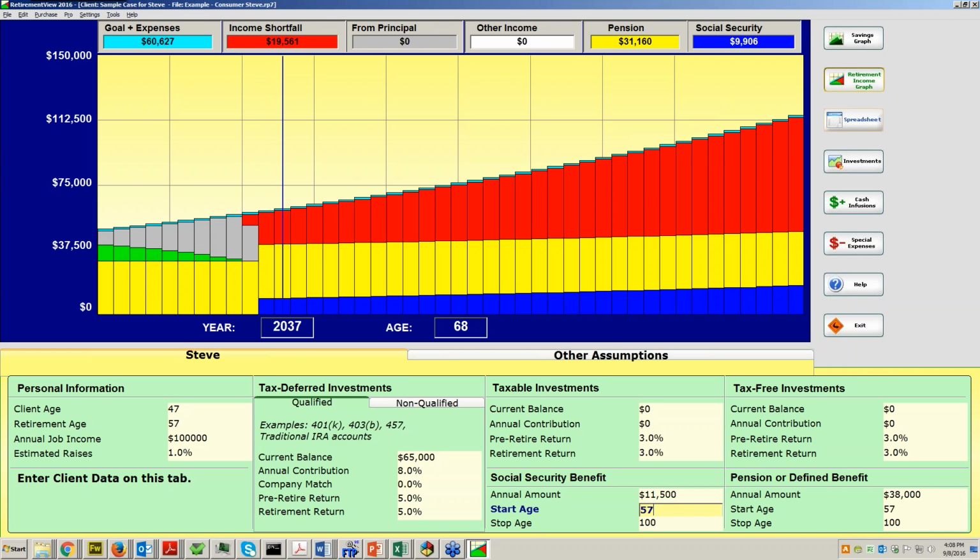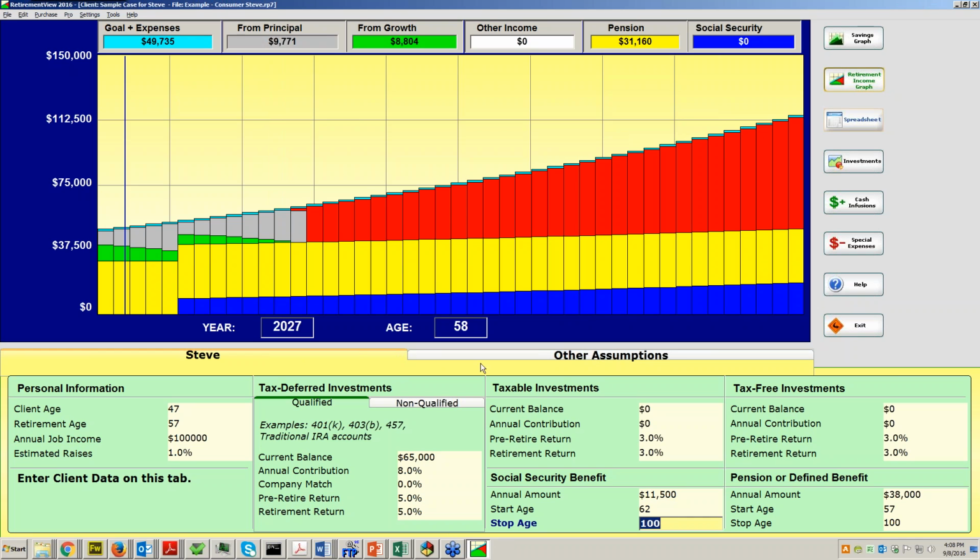So I'm not sure if that's a U.S. Social Security or not. You can't get it at 57. Let's say he gets that at 62. We'll back that up a little bit. So according to this, he runs out of money at around 70. So we just dial to the first red bar, and we'll see that he's getting yellow, his pension after taxes, and he's getting his Social Security after taxes.